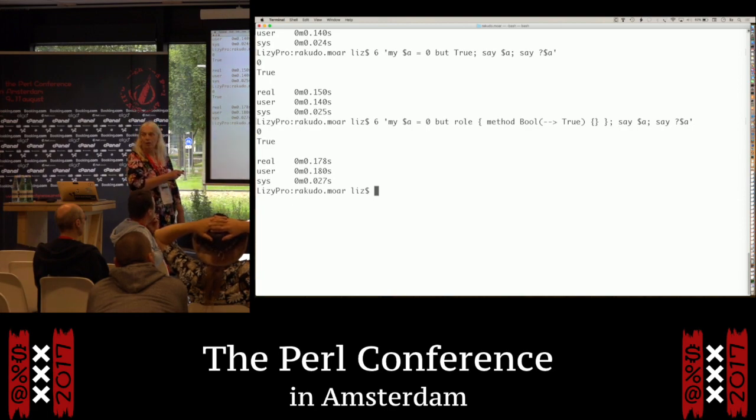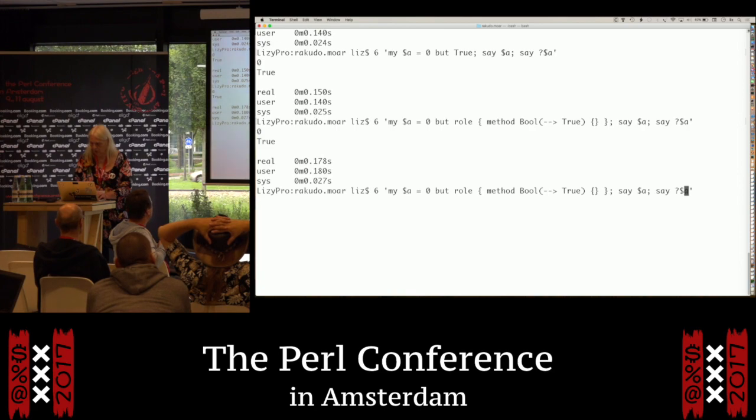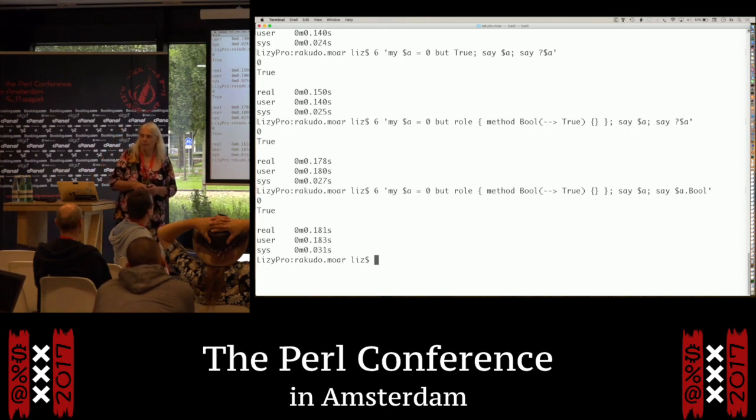So we're creating an anonymous role here that has one method called bool that always returns true. We're not actually interested in the body. And then we're saying the value, we're basically calling .gist on it. And here I'm calling it with a question mark in front of it, which basically calls method bool on it. So in general, this would not be true, but now it is. Does that answer your question a little bit?